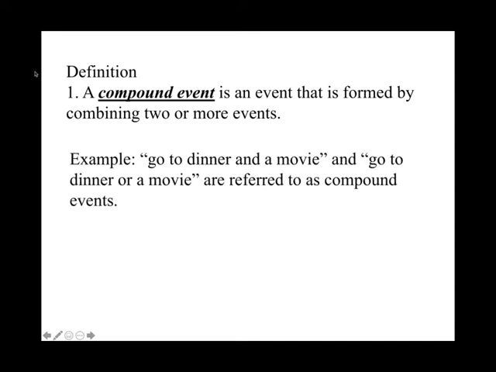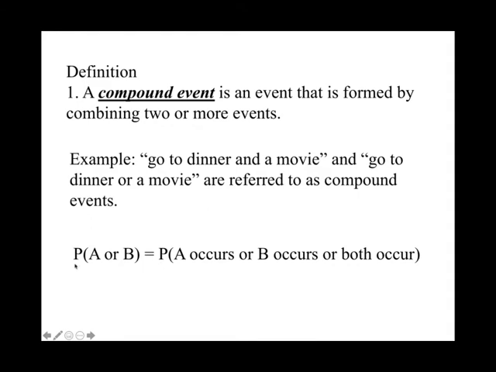Look at this example. Go to a dinner and a movie, or go to a dinner or a movie. I refer to these as compound events. You could say go to the dinner and a movie. These are two events. Or you could say go to the dinner or a movie, so you can only pick one event. So we call these compound events.